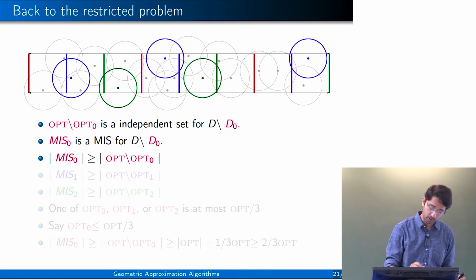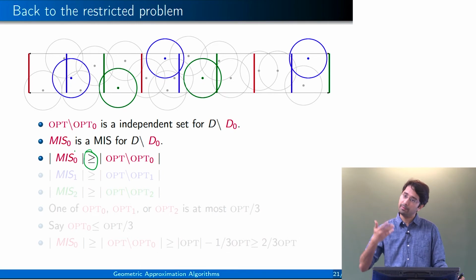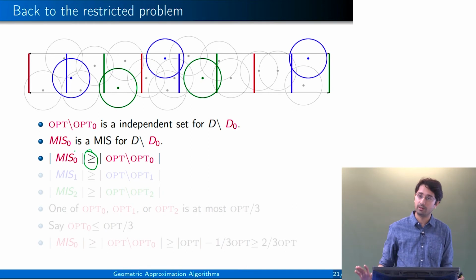This is greater than, not greater than or equal to. This is one independent set, opt minus opt 0 is one independent set, maybe it is a maximum, may not be, but it certainly is great. MIS 0 certainly is greater than opt minus opt 0, because this is a maximum independent set.